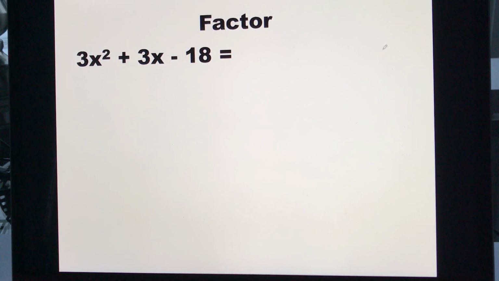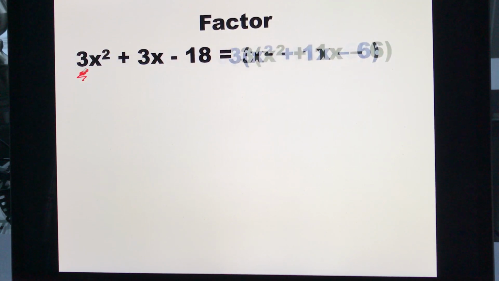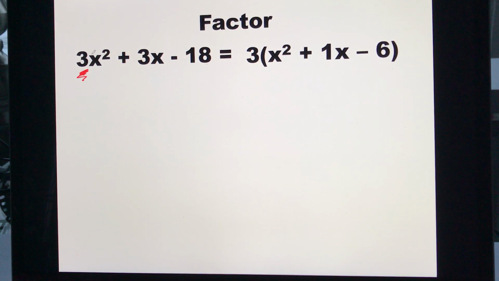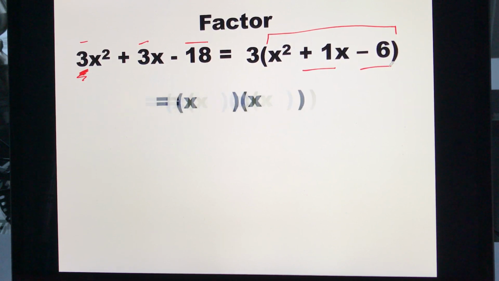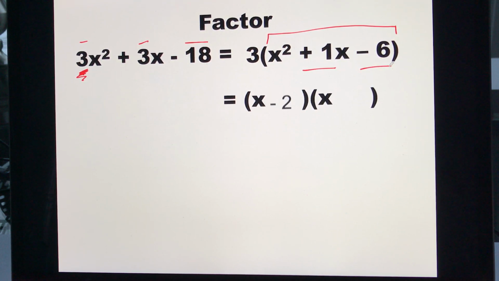Question here, we see this is not simple right off the bat. There's a number sitting over here up front, so we can't go to it right away. What we have to do is common factor first. So I'm going to common factor because 3 divides into that, 3 divides into that, and 3 divides into that. So I'm going to pull a 3 out front first. And then with my trinomial that's left in the bracket, I'm going to factor. I want to try to find two numbers that add to 1 and multiply to negative 6. I throw my brackets down. That would be negative 2 and positive 3. And don't forget, you still have to have that 3 sitting out front right there.